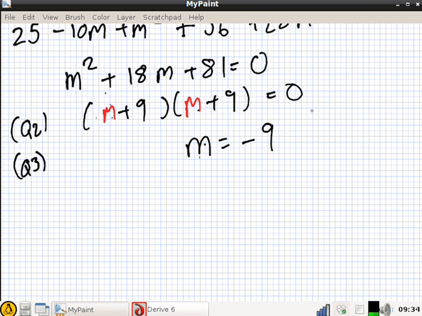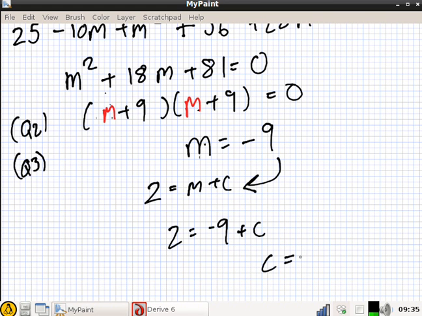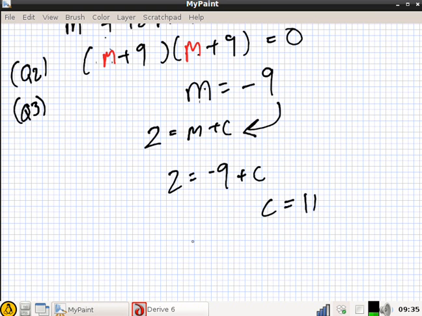So we know the tangent line is like this. We know 2 equals m plus c, so c equals 2 minus m. We can sub it back in and solve for m. So what was the other equation? 2 equals m plus c. And we know m equals minus 9. So I get 2 equals minus 9 plus c. Oh, sorry, you're giving me the final answer. c equals 11. So the tangent line equation is y equals mx plus c.